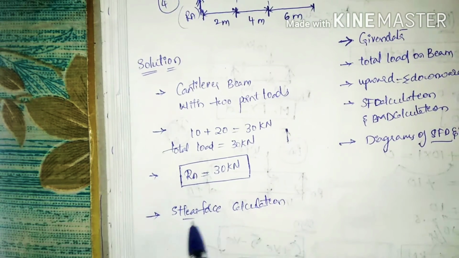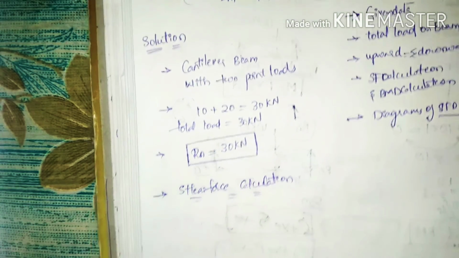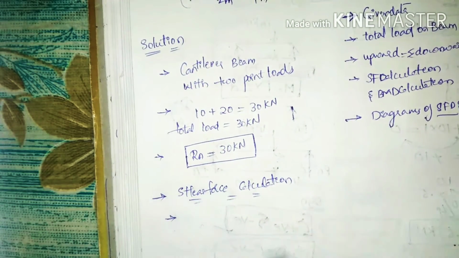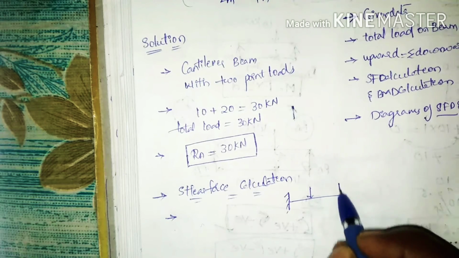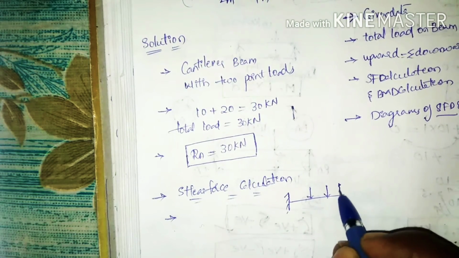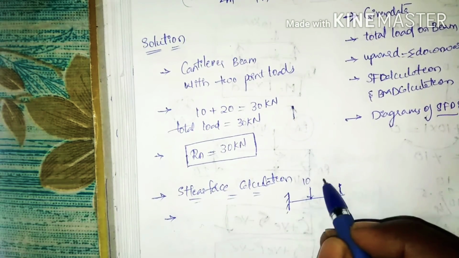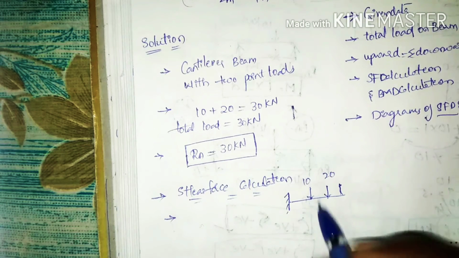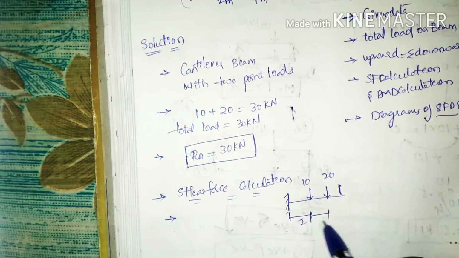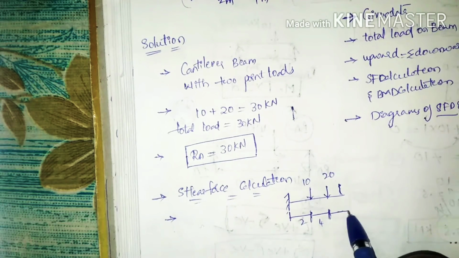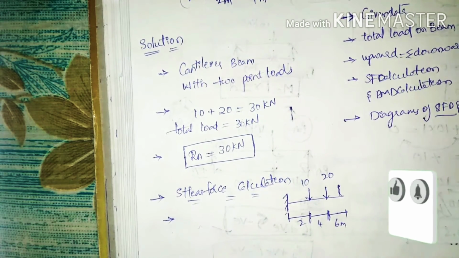And next, shear force calculation. Here, this is our diagram, with the 10 kN and 20 kilonewton loads, at distances of 2 and 4 and one more 6 meters.